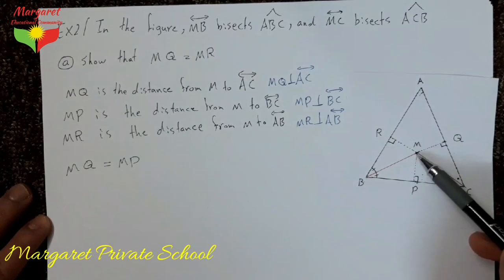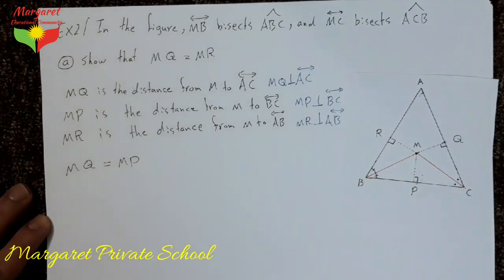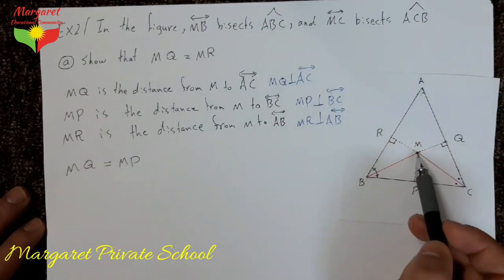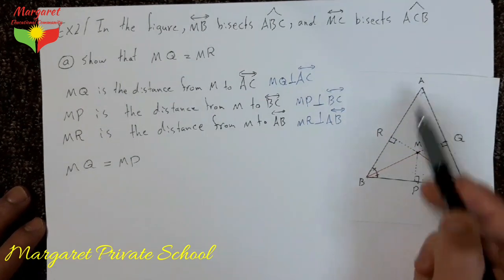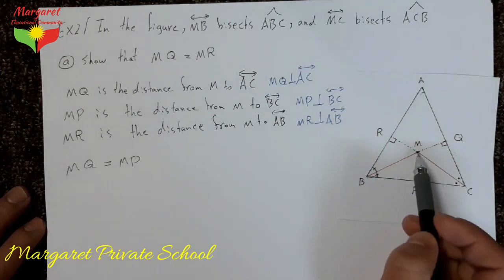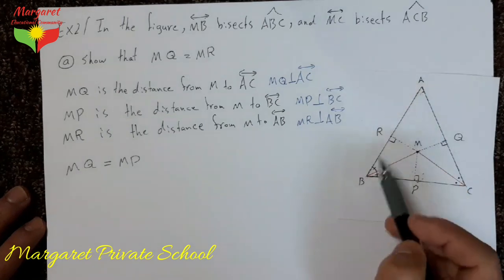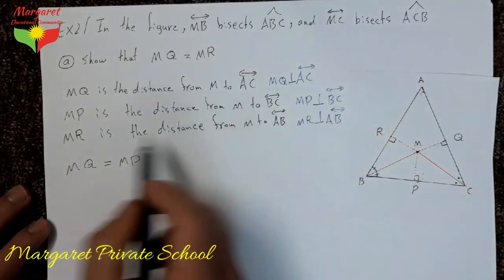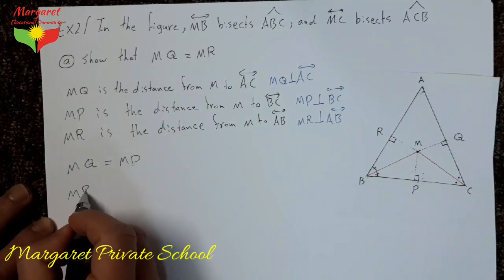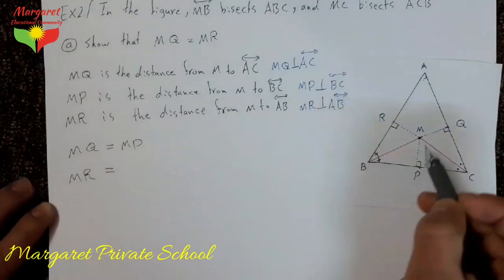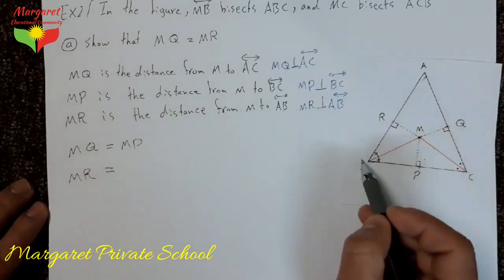the distance from M to BC, which is MP. And M lies on the bisector of ABC. So the distance from M to AB, which is MR, equals the distance from M to BC.